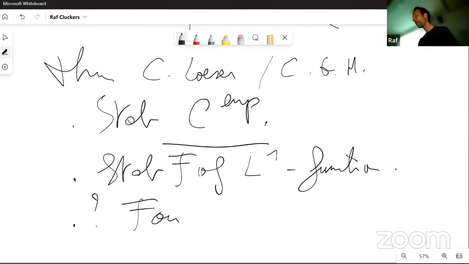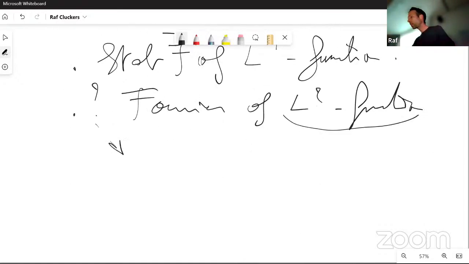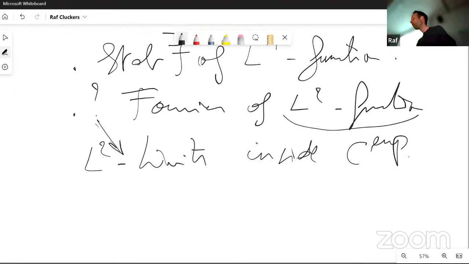What about the Fourier transform of an L2 function? For the Fourier transform of an L2 function, that's not given by an integral. If you happen to be an L2 function that lives in Cexp, your Fourier transform is not given by an integral. It's a limit of Fourier transforms, an L2 limit of Fourier transforms of functions which are both L1 and L2. So it raises the question naturally, what about limits? Can one take L2 limits inside the Cexp class?